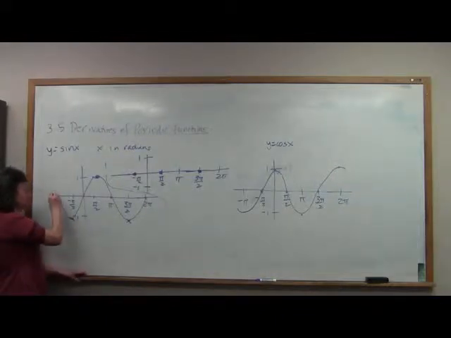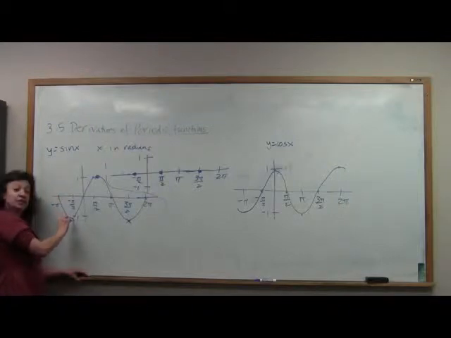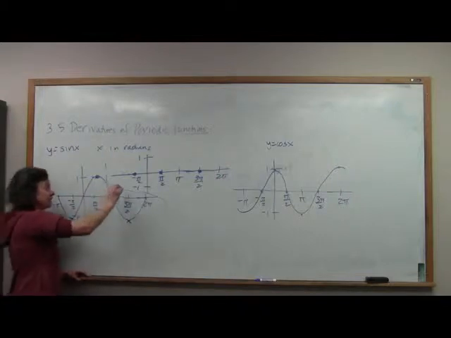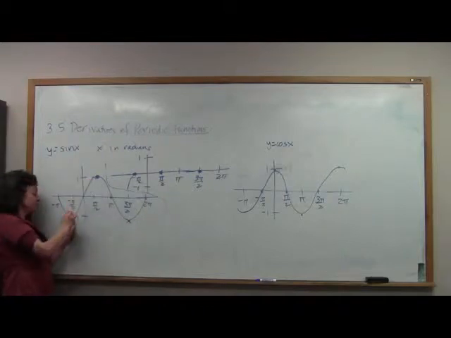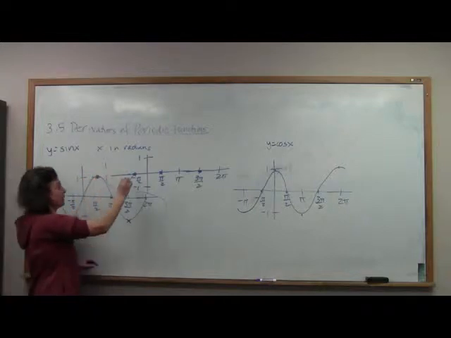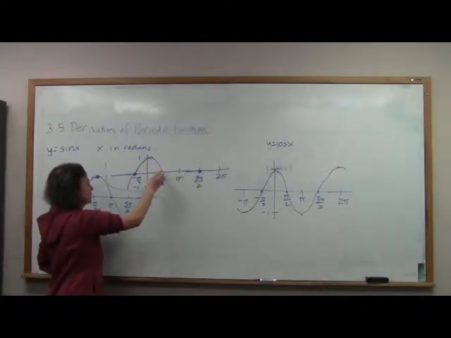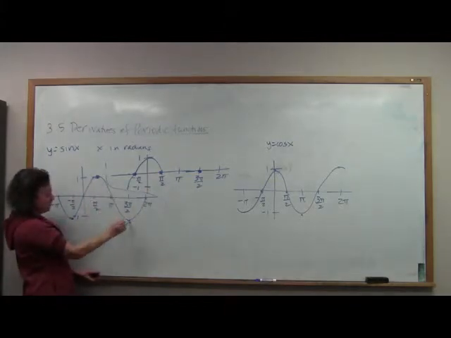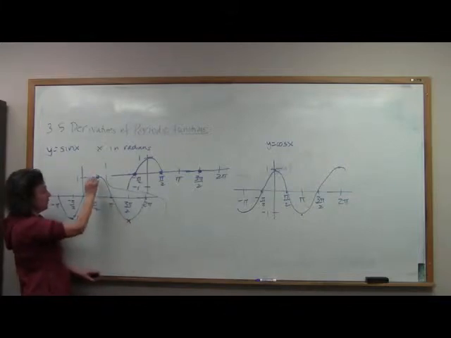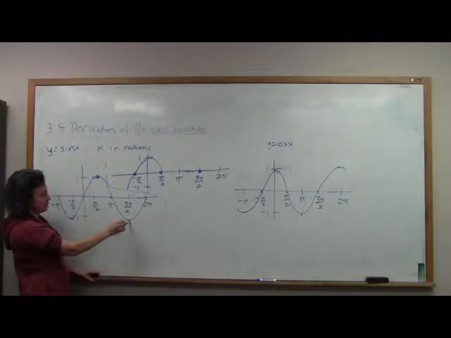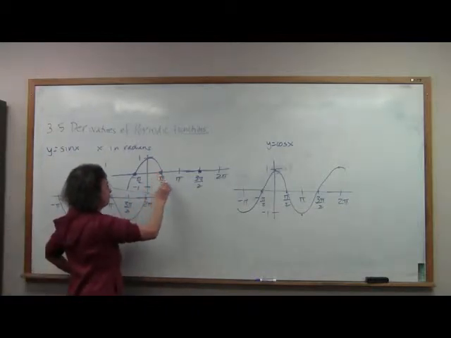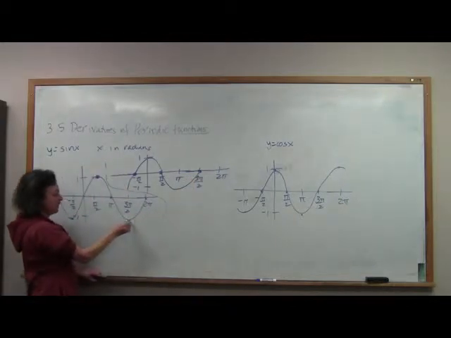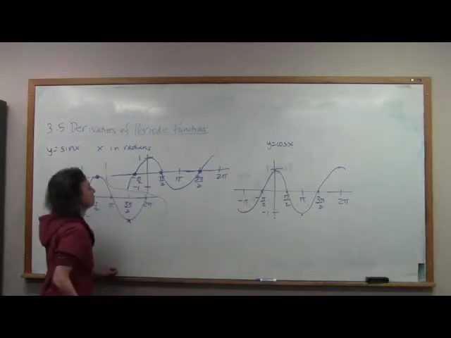Remember, where your function is decreasing, your derivative is negative. Derivative negative means you're below your x-axis. Now notice, from negative pi over 2 to pi over 2, my function is increasing, so my derivative is positive. It starts at 0, gets a bit bigger, and then goes back to 0. And between pi over 2 and 3 pi over 2, my function is decreasing, so my derivative is negative. It starts at 0, gets negative, and then heads back to 0. And then here my function is increasing, so my derivative is positive, and we go on.